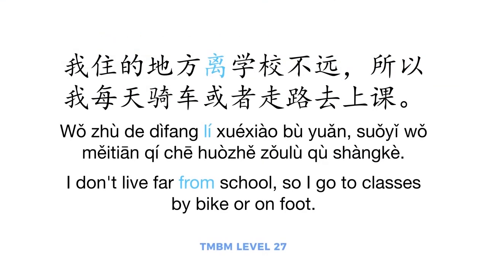我住的地方离学校不远，所以我每天骑车或者走路去上课. I don't live far from school, so I go to classes by bike or on foot. So instead of saying 我家, like in the first sentence, the speaker says 我住的地方, which is actually another way you could say where I live. So instead of saying my home, it's just where I live. And in this case, it's from 离, the school, 学校, which is the second location. So the first location is 我住的地方, and the second location is 学校. So what is it? It's 离学校不远, so not that far.